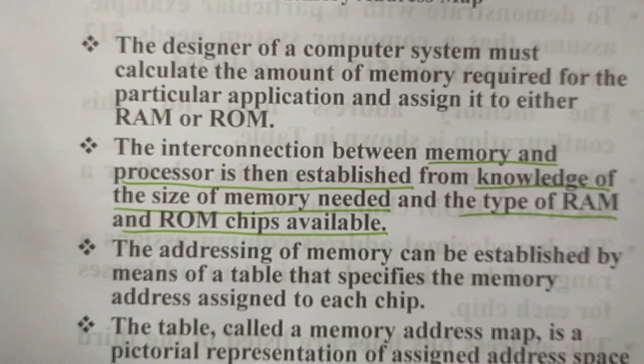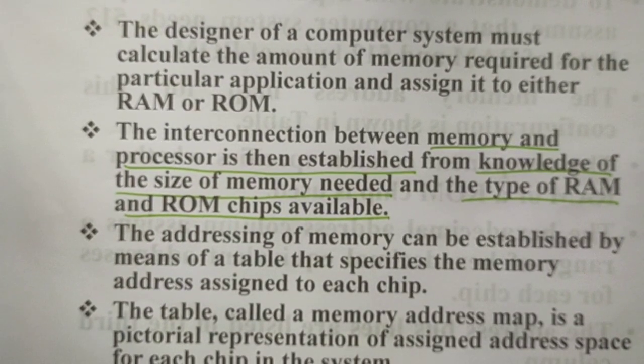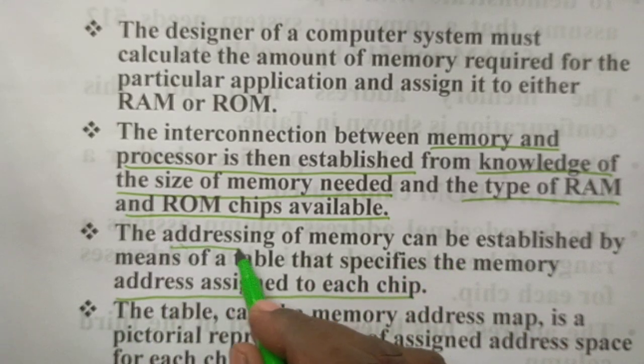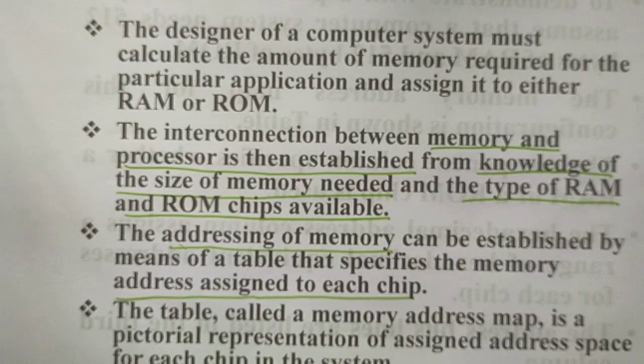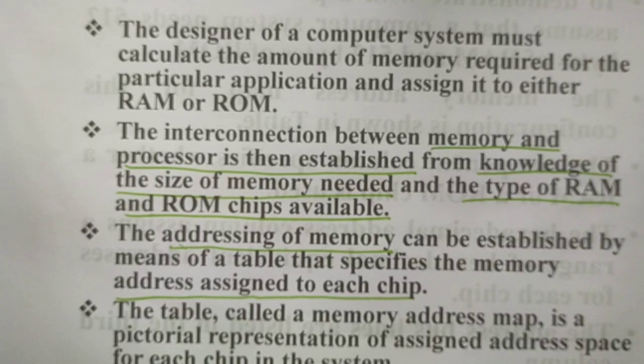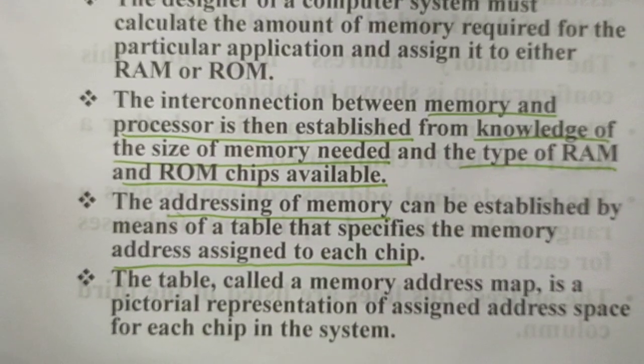And the addressing of a memory can be established by means of a table that specifies the memory address assigned to each chip, because which RAM or ROM we can use will also be designed. You cannot use RAM and ROM randomly. At what time RAM is used or ROM is used is also designed. The table is called the memory address map.